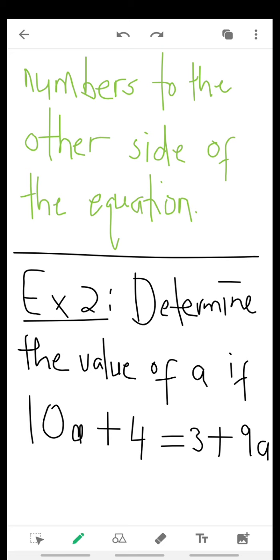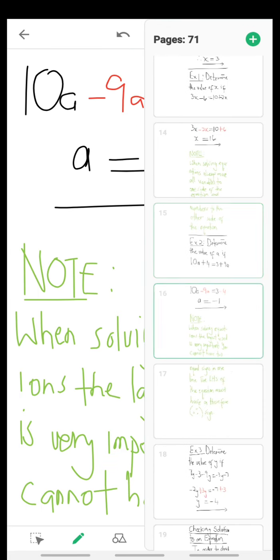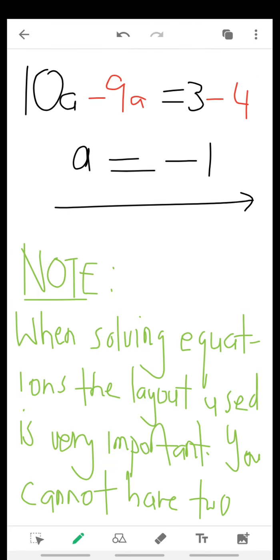Now let us check. What is 10a minus 9a? It will be a. 10 minus 9 is 1, so it's 1a, but we normally don't show the 1. And then 3 minus 4 will be minus 1. Negative 1. Remember, a small number subtracting a big number, the answer is always negative. Very important. So the value of a is minus 1.